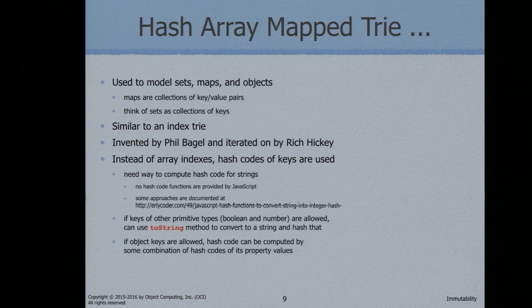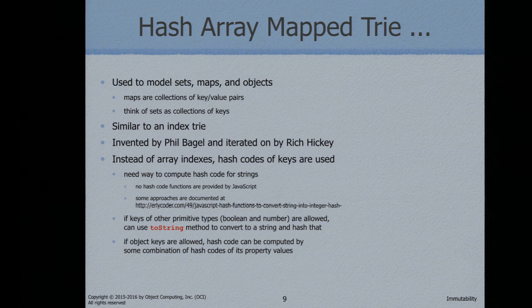Okay, so let's talk about something even better, the hashed array mapped tree. And this we use to model sets and maps. You could think of maps as a collection of key value pairs, and sets as just a collection of keys. And the idea is pretty similar here, but instead of array indexes, what I do is I take my key and I convert it to a hash code.